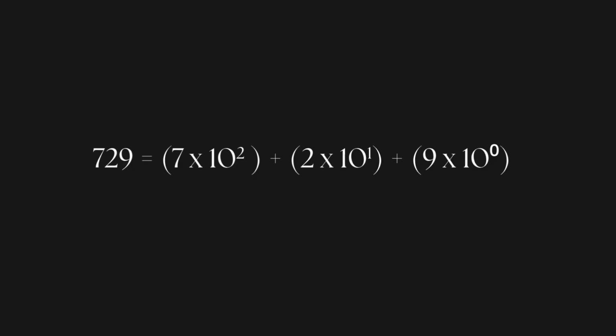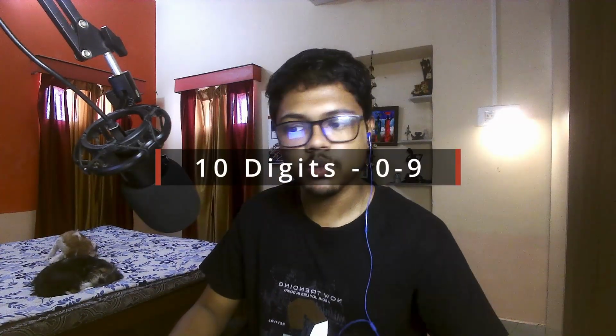You may ask, why base 10? Why not 11 or 9? We could have used any number, right? The reason is simple. In the decimal number system, we have only 10 digits, 0 to 9. The number 10 is also called the base of the number system, which is 10 in our case.